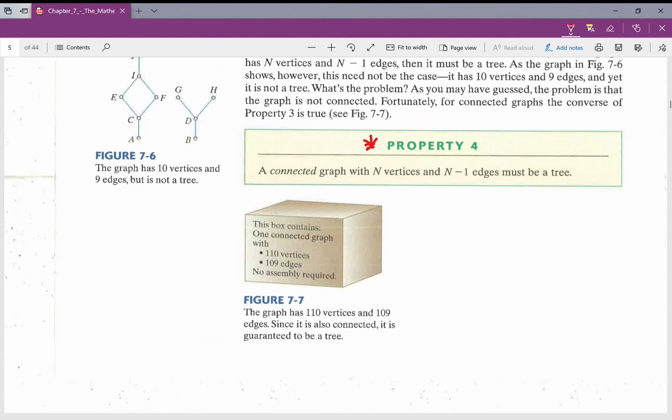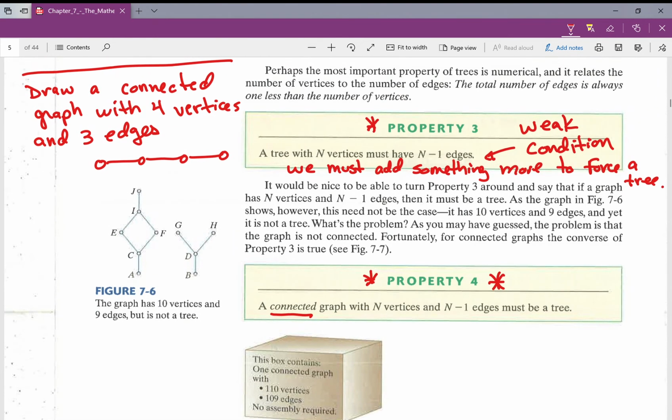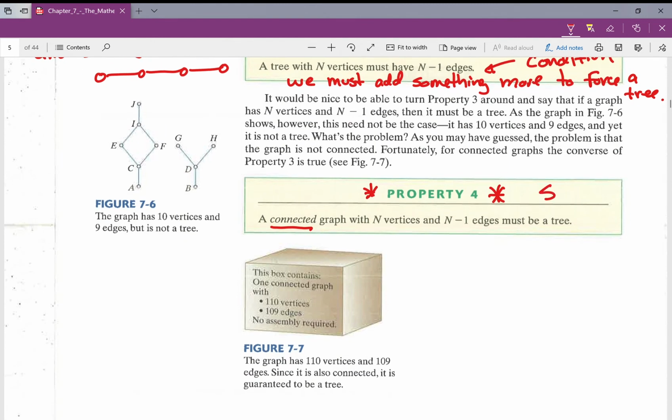And here you see property 4 says that a connected graph with n vertices and n minus 1 edges must be a tree. So they added something more. Property 3 was a weak condition. Property 4 is a strong condition.